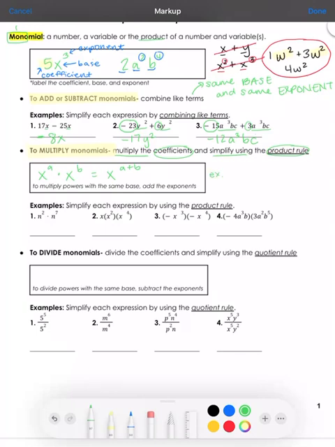The reason this works is that if we remember what raising something to a power means, if I have x squared times x cubed, x squared is x times x.